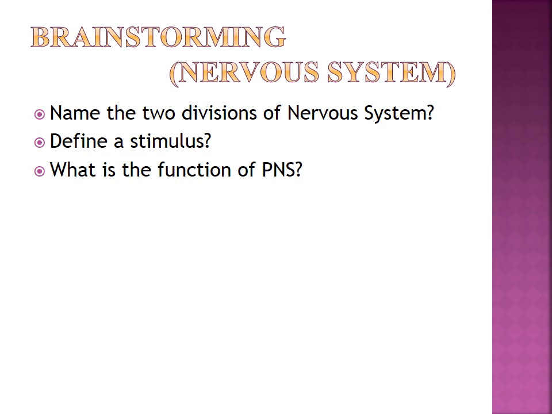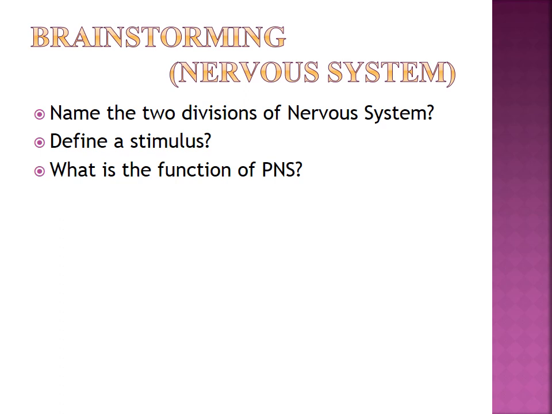Brainstorming. Name the 2 divisions of the nervous system. You have done the 2 divisions of the nervous system. One is the central nervous system, and the second one is the peripheral nervous system. Good. Then the second is define a stimulus. What is a stimulus? Think about that.